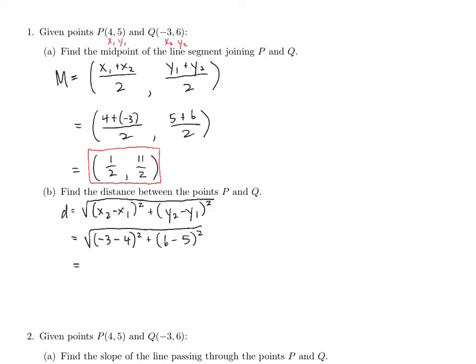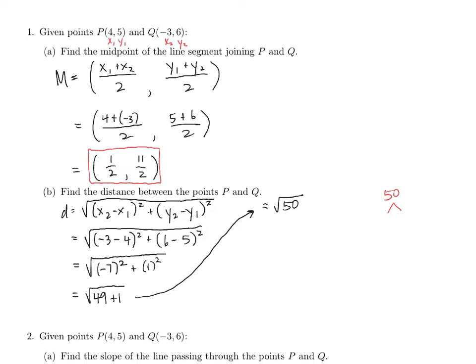Now I can continue to try to simplify. So -3 minus 4 is -7 squared plus 6 minus 5 is 1 squared. So -7 squared is 49. 1 squared is 1. So this ends up being the square root of 50. And then it doesn't specify what form your answer should take, so you want to leave it in exact form. So you don't want to make this into a decimal, because then you'd be rounding. But what you do want to do is simplify the radical.